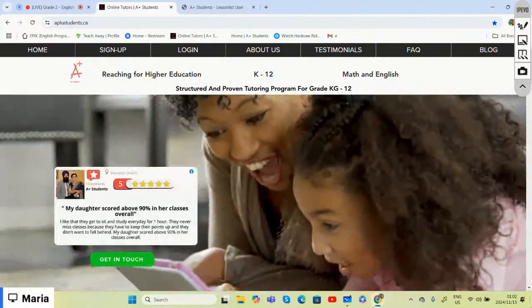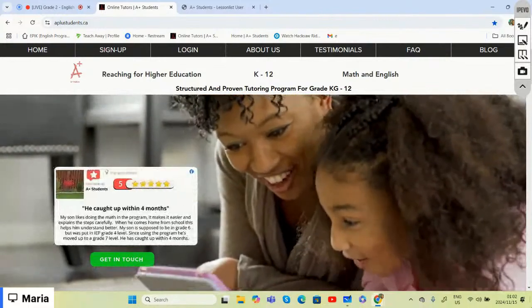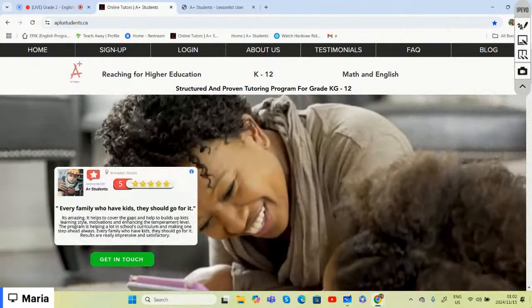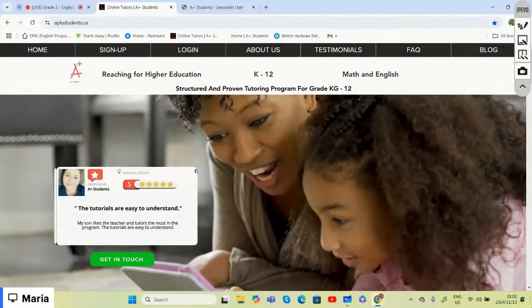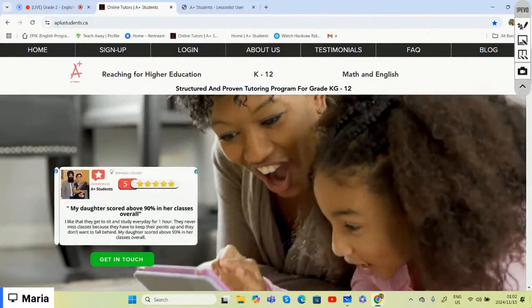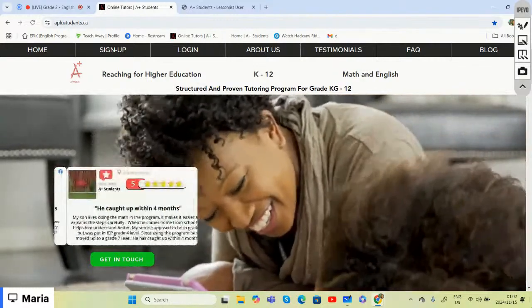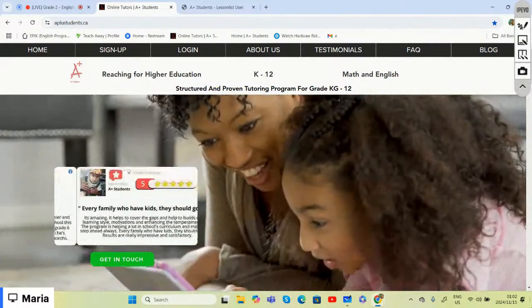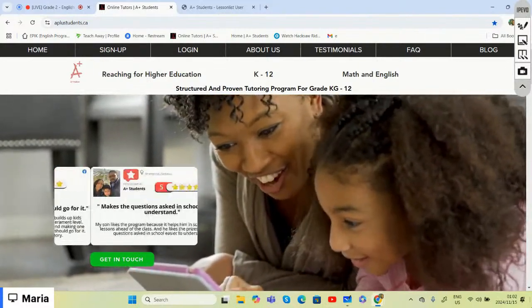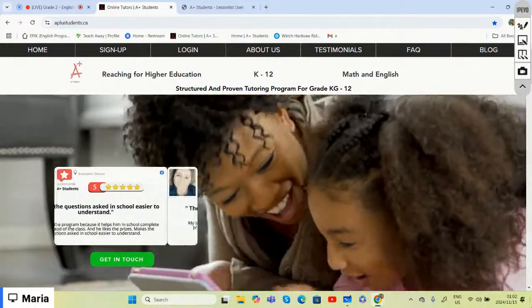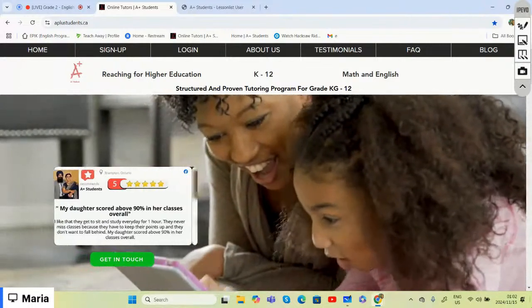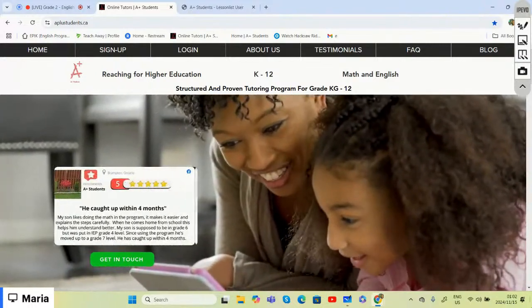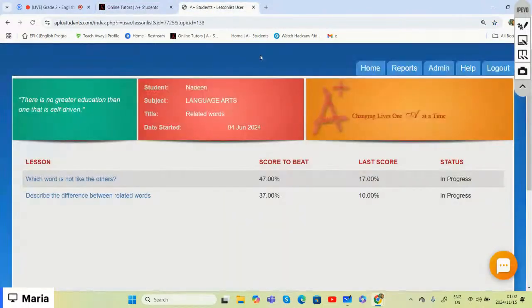All right. So we see that we're doing grade 2 related words. And before we start, we're going to log on to aplusstudents.ca. Once you've logged on to aplusstudents.ca with our username as well as our password, we're going to select the subject of English language arts. We're doing grade 2. And then we're going to scroll down until we get to our chapter of related words.